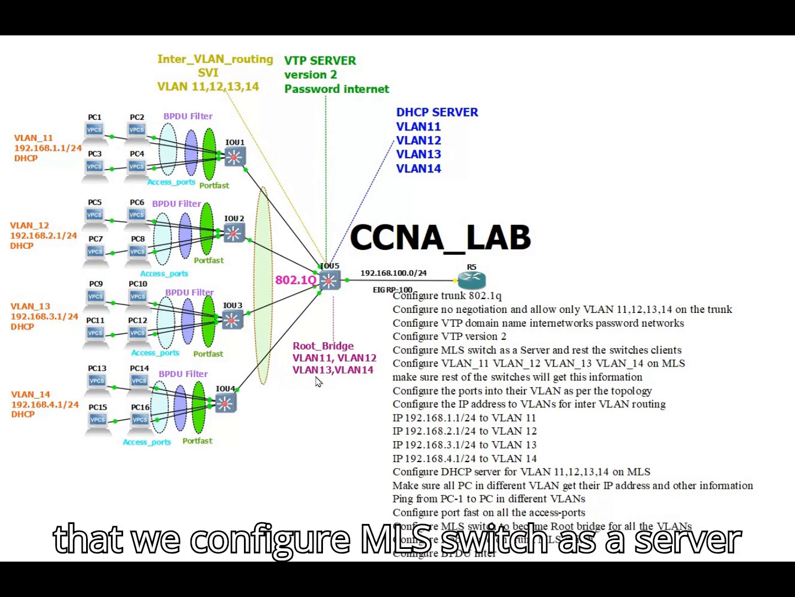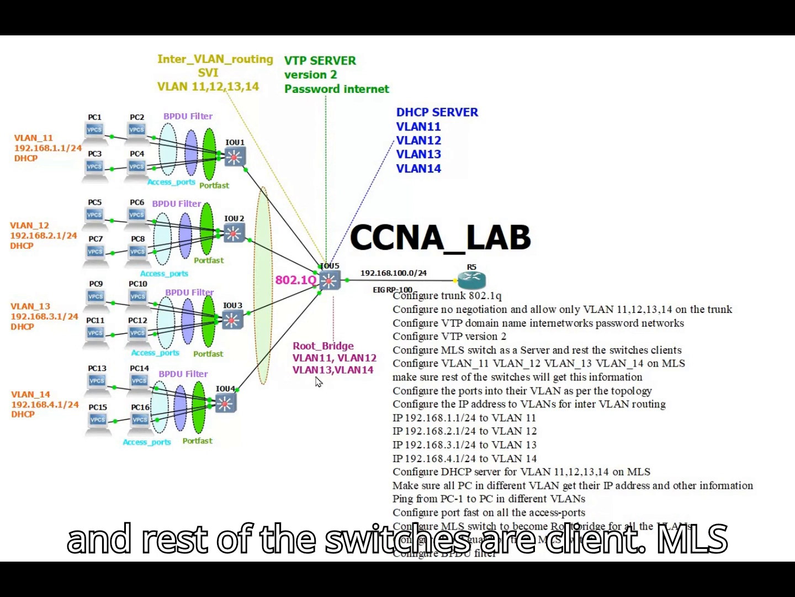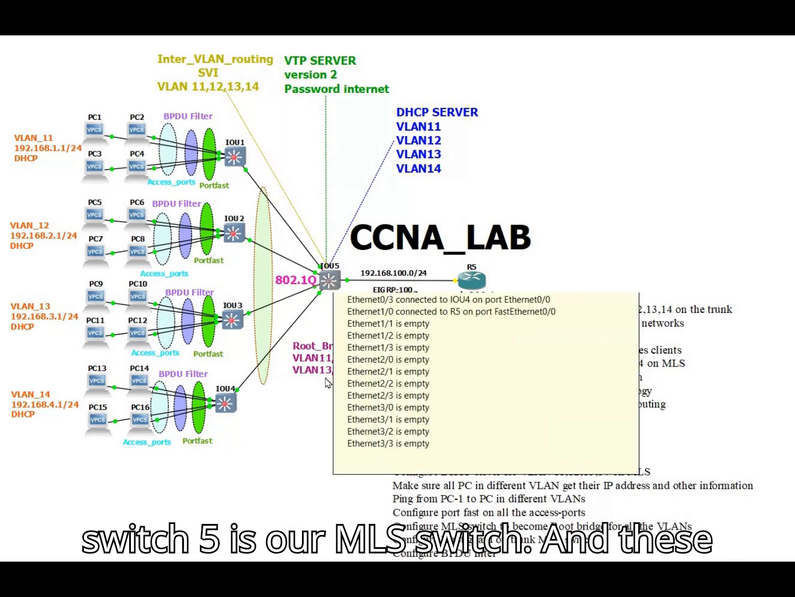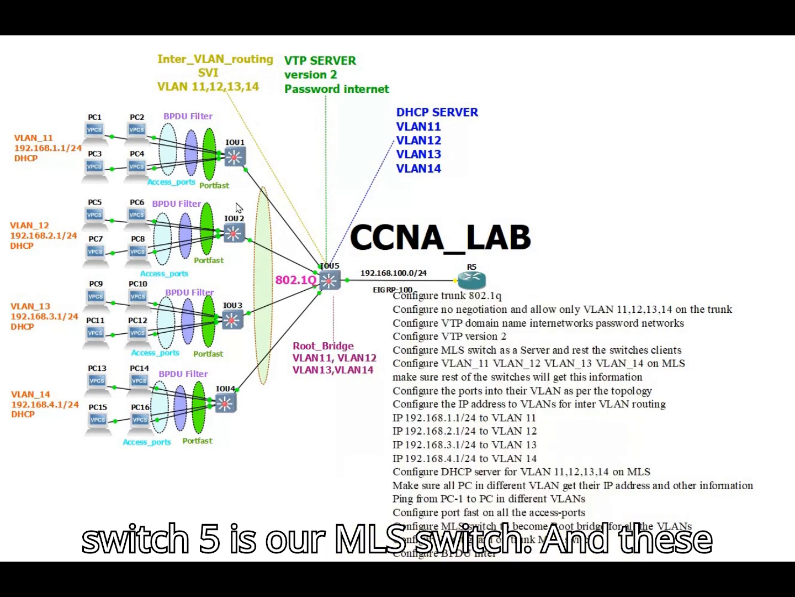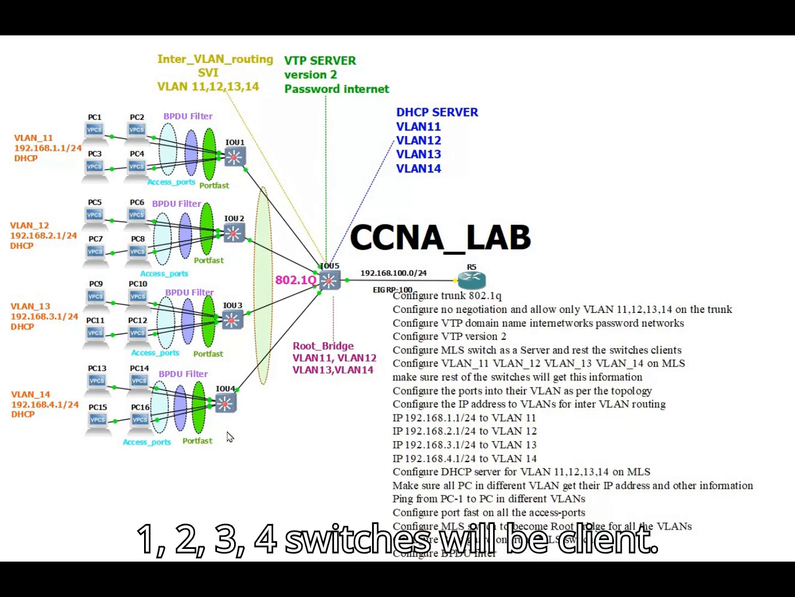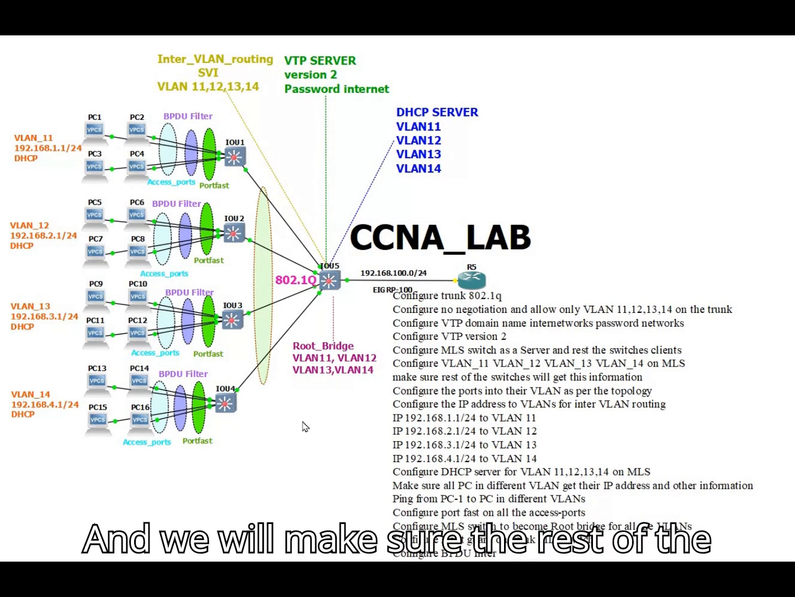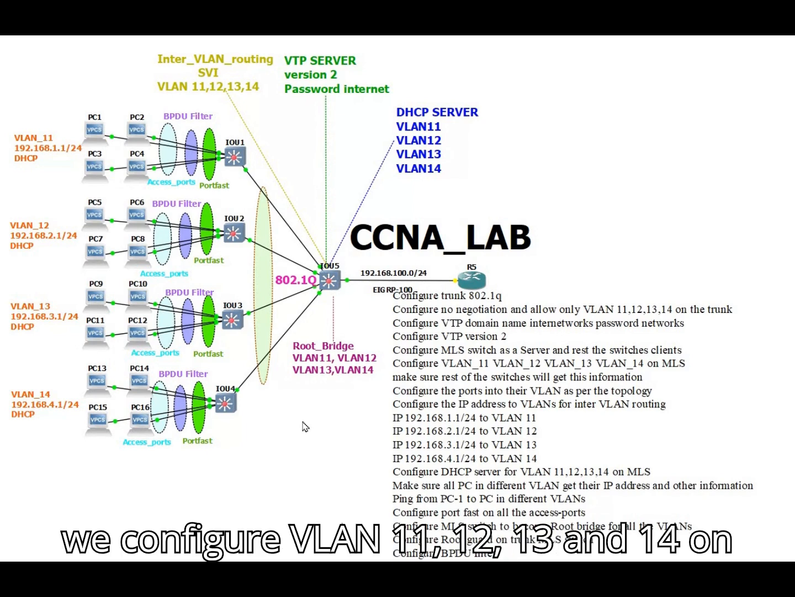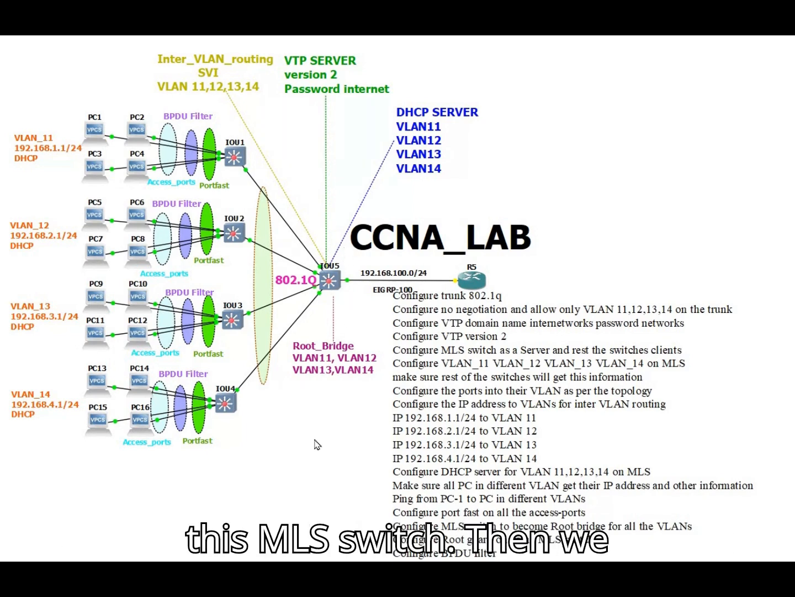After that, we configure the MLS switch as a server and the rest of the switches as clients. MLS means multi-layer switch, and this switch 5 is our MLS switch, and these switches 1, 2, 3, 4 will be clients. We will make sure the rest of the switches get this information after we configure VLAN 11, 12, 13 and 14 on this MLS switch.